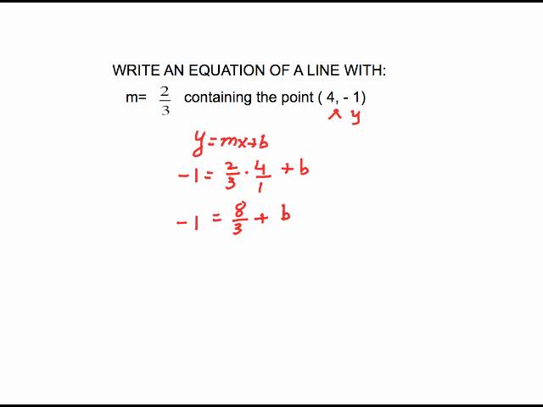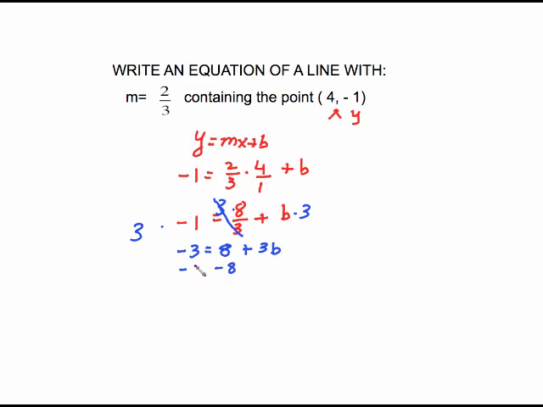Most students just hate fractions, so what I suggest is you get rid of them. We have a denominator of 3, so multiply both sides by 3, which means you're multiplying everything by 3. 3 times -1 makes -3. These 3's cancel out, leaving you 8. Don't forget to do 3 times b, it becomes 3b. Now you have an equation to solve that does not have any fractions.